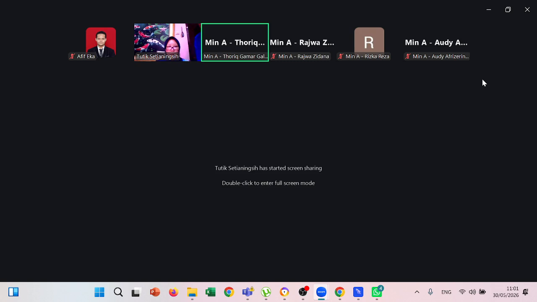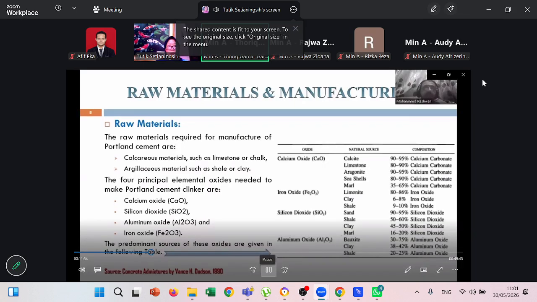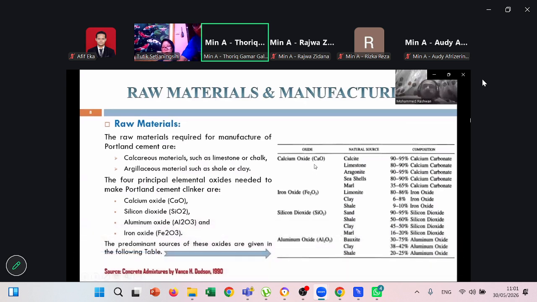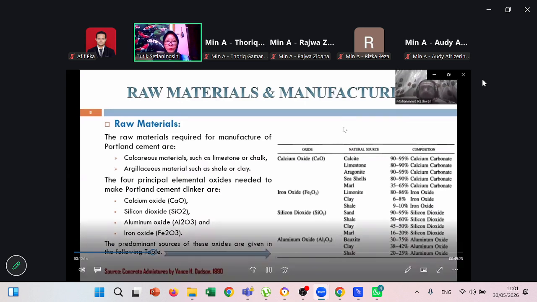The oxides needed to make Portland cement clinker are calcium oxide, silicon dioxide, aluminum oxide, and iron oxide. These oxides can be provided from different sources. Calcite is a source of calcium oxide; calcite, limestone, aragonite, seashells, and even marl can be sources of calcium oxide.